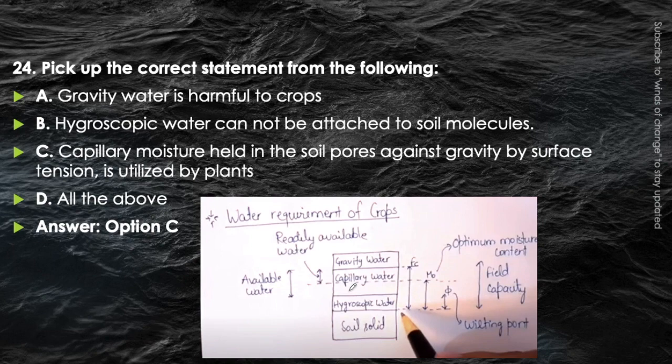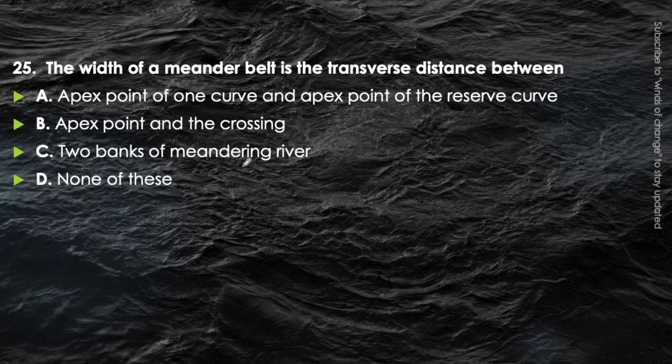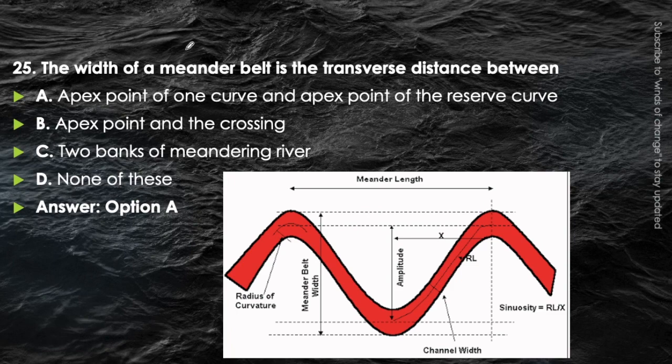Okay, next question. The width of the meander belt is the transverse distance between apex point of one curve and apex point of the reverse curve. Think about it. Or apex point and the crossing, or two banks of the meandering rivers, or none of these. We have to find out the width of the meandering belt. In the meandering of the river, we have to find out width of meandering belt. The answer will be option A, that is apex point of one curve and apex point of the reverse curve.